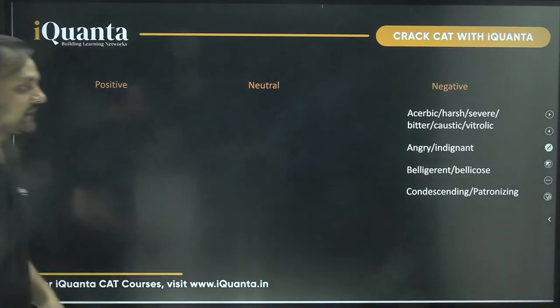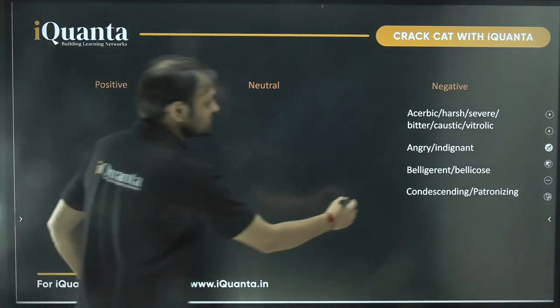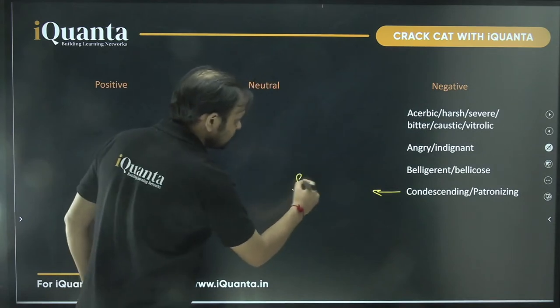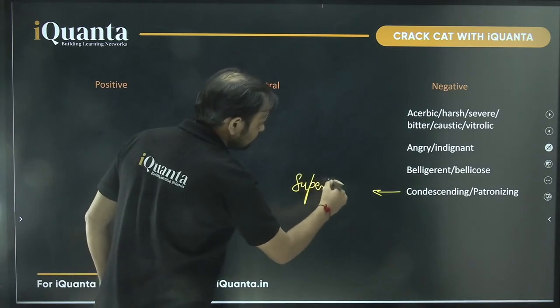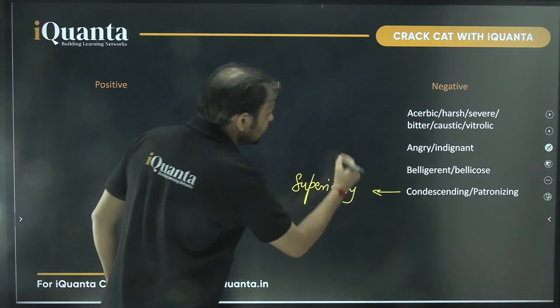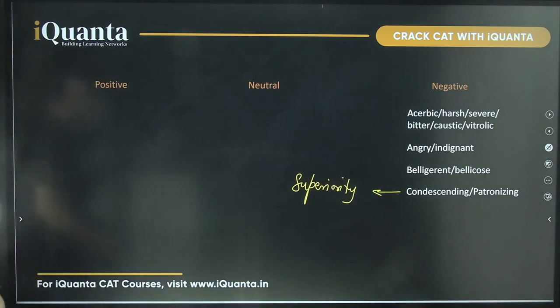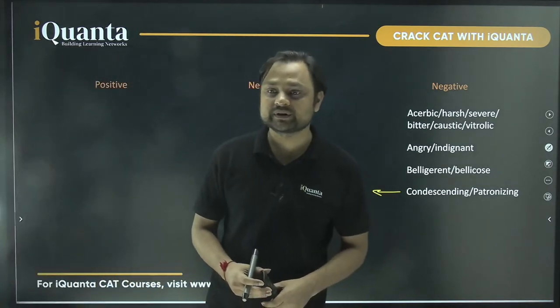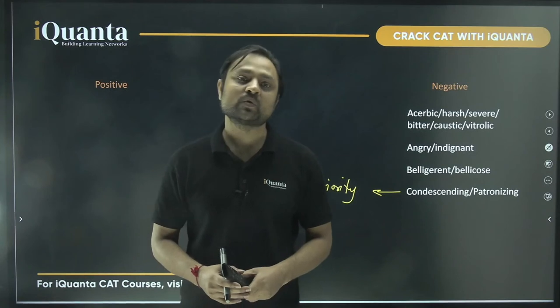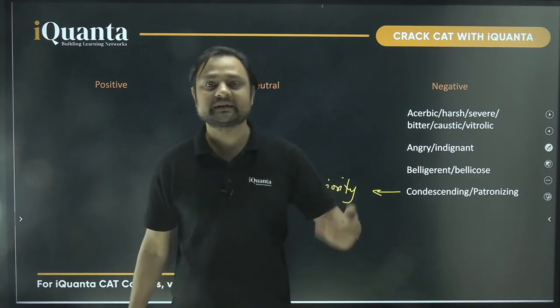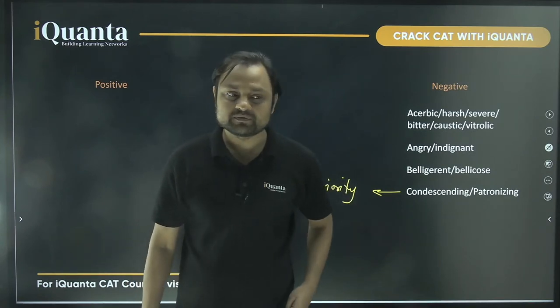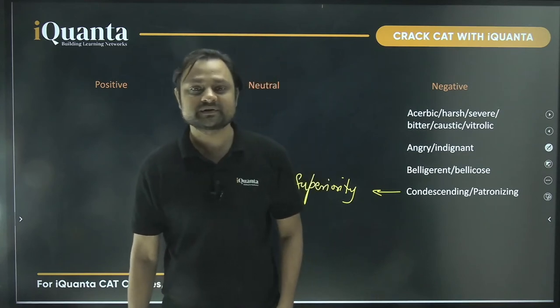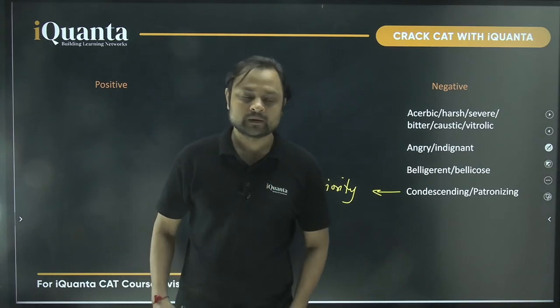Then condescending and patronizing, element of superiority. So you will notice an element of superiority in his voice. So you know, some people always try to prove that somehow they are superior to others. Somehow they know more than others. Somehow they are better than others. So how will you know this? So when they talk, you just understand what they are trying to say.